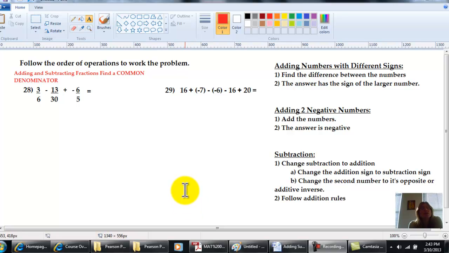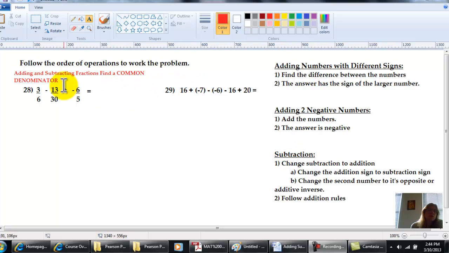Alright, this is Math 060, test number 2 review, and these are problems 28 and 29. There are 4 problems for following the order of operations, but I'm doing them 2 at a time. So for these 2 problems, this one has fractions and this one is without fractions. We still follow our adding and subtracting with signed numbers rules.